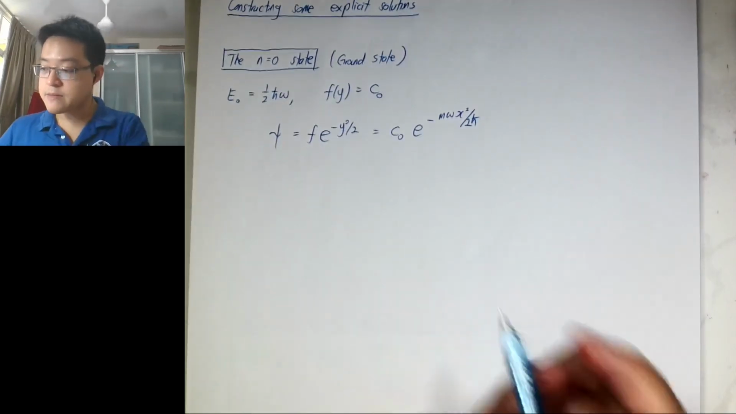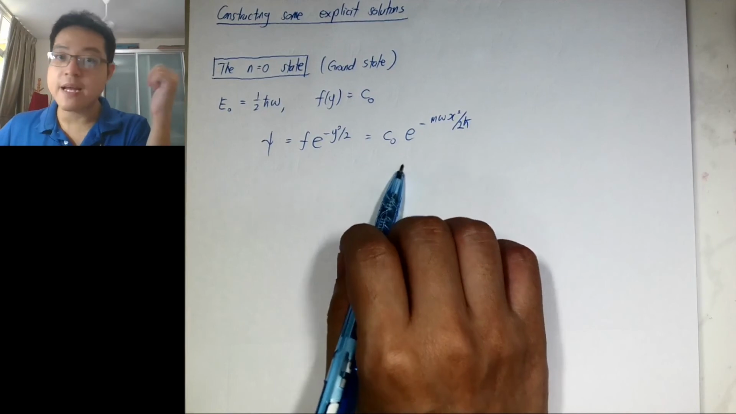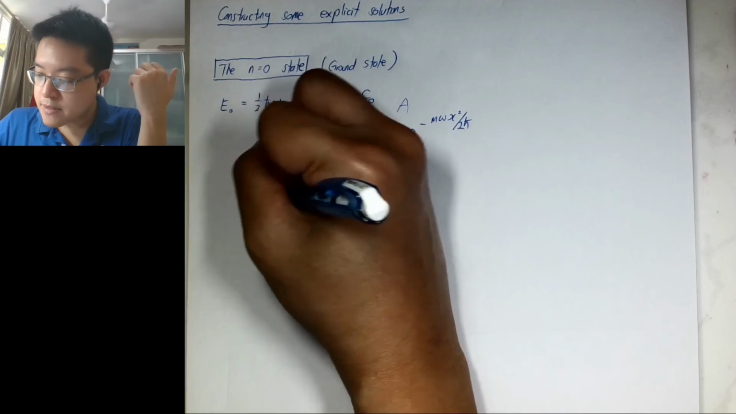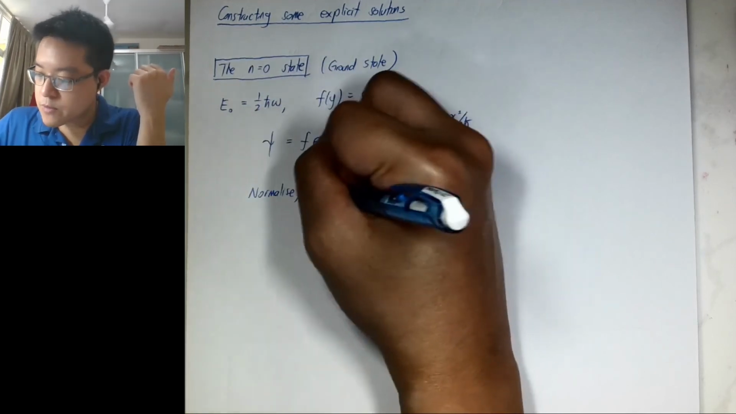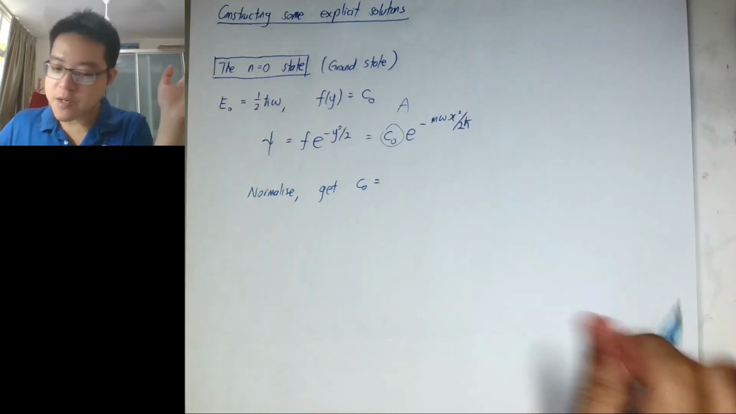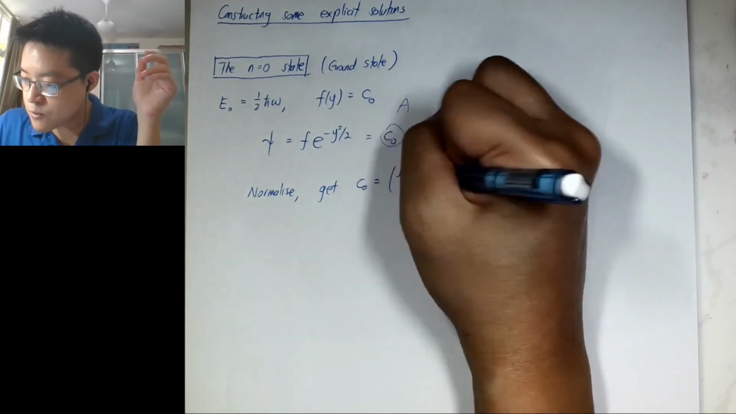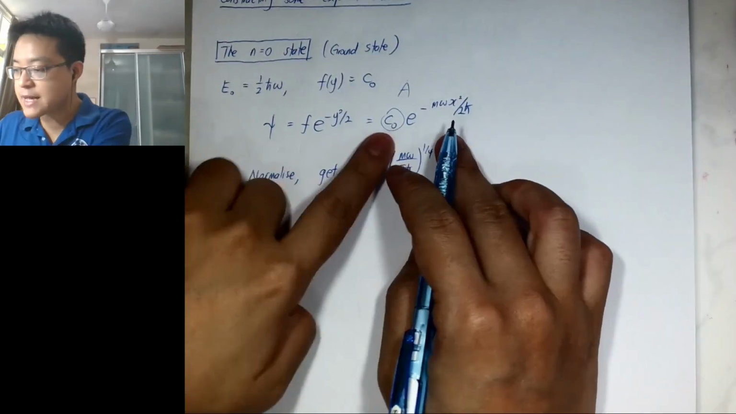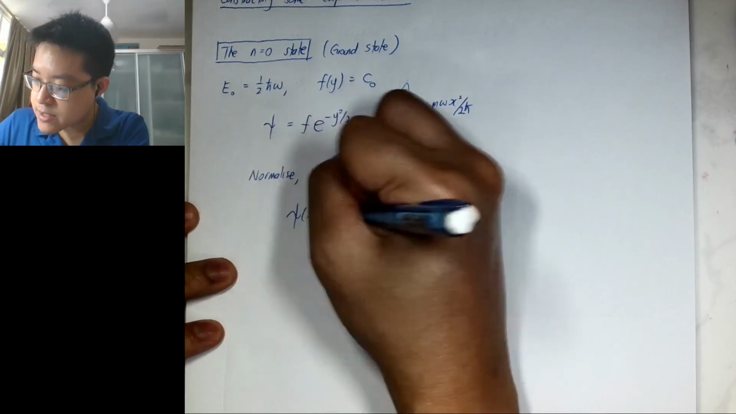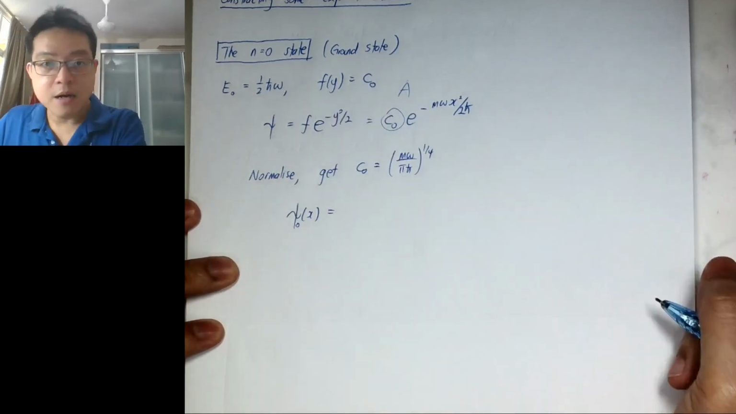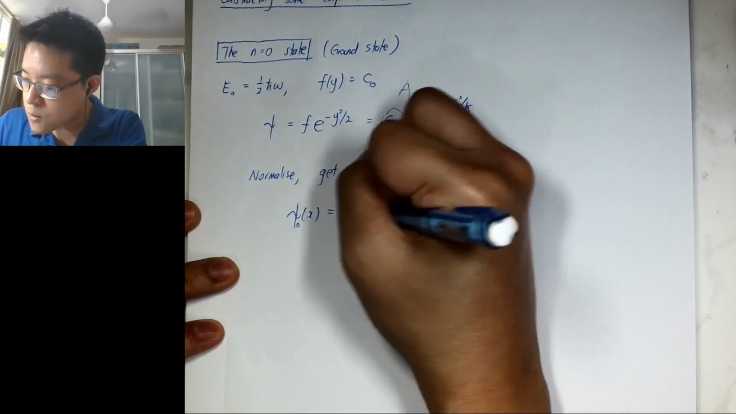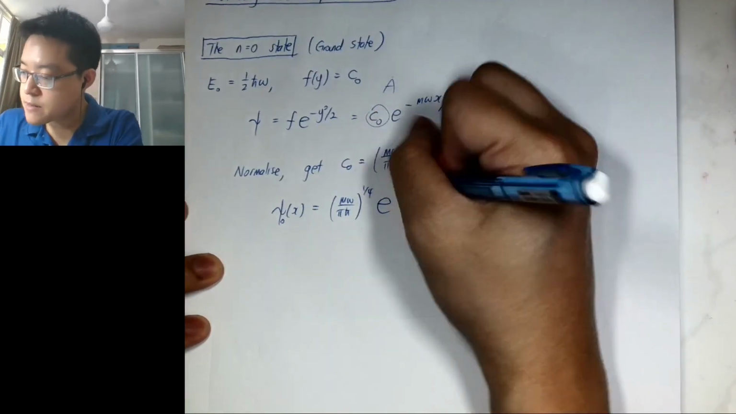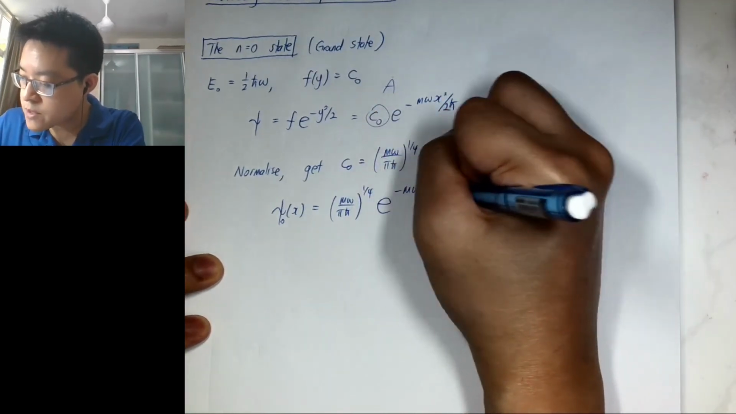So this is the same solution that we got last time, right? Just that last time we called this A, and we determined the constant by normalizing. So we get c0. We did this last week already, so I don't want to do it again: m omega over pi h bar to the power of 1/4. Expressing everything in terms of x, we got the ground state wave function for the harmonic oscillator, which is m omega over pi h bar to the 1/4, times the Gaussian, e to the minus m omega x squared over 2 h bar.